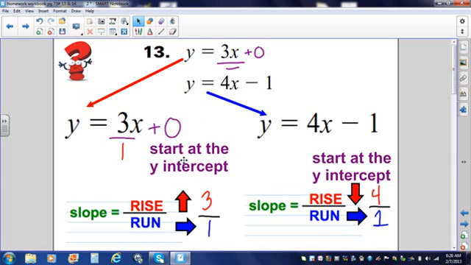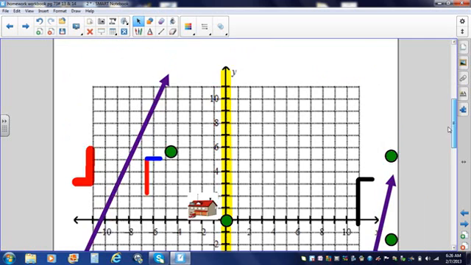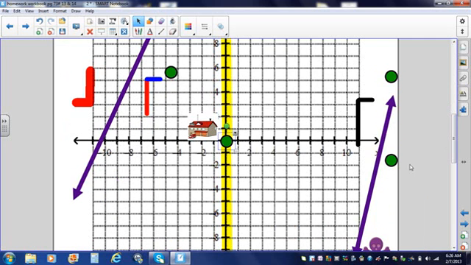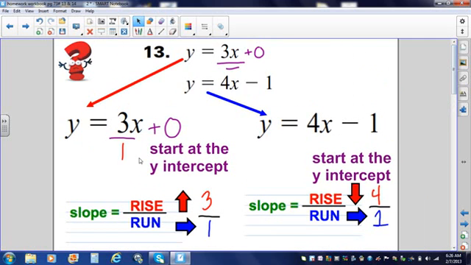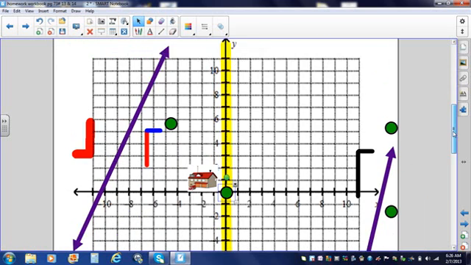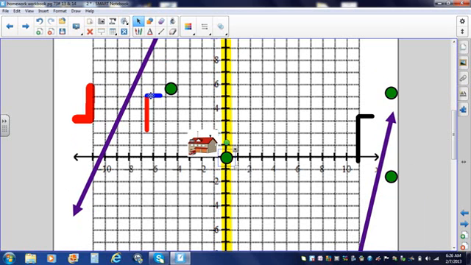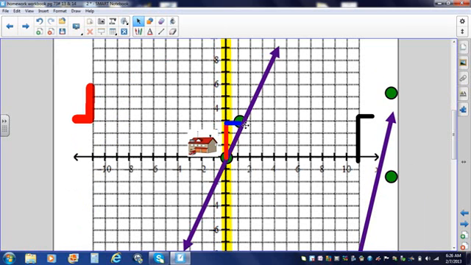All right, so let's graph this equation. We're going to start at 0. That's going to be our y-intercept. My slope is 3, so I have a rise of 3 and a run of 1. So I'm going to start at 0. That's my origin. My rise, I go up 3 and I run to the right 1. So I'm going to go up 3 and run to the right 1. There is my first line.